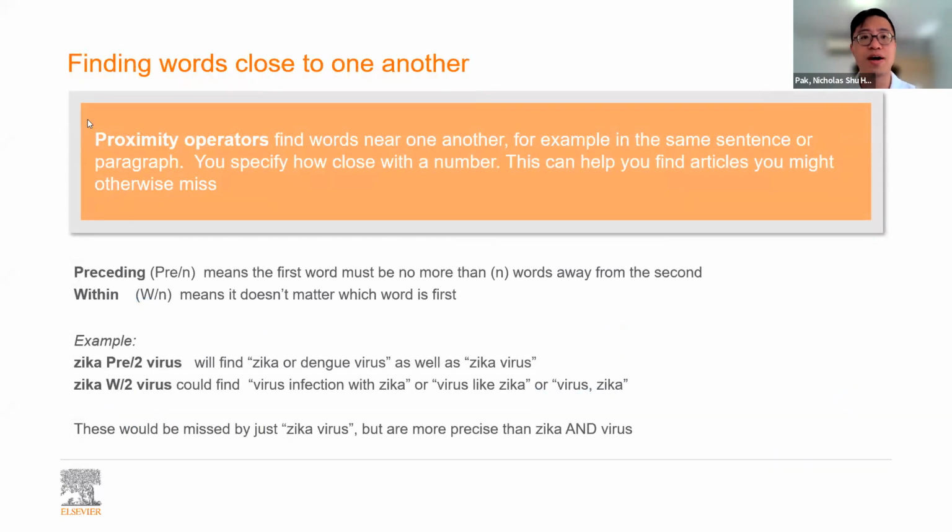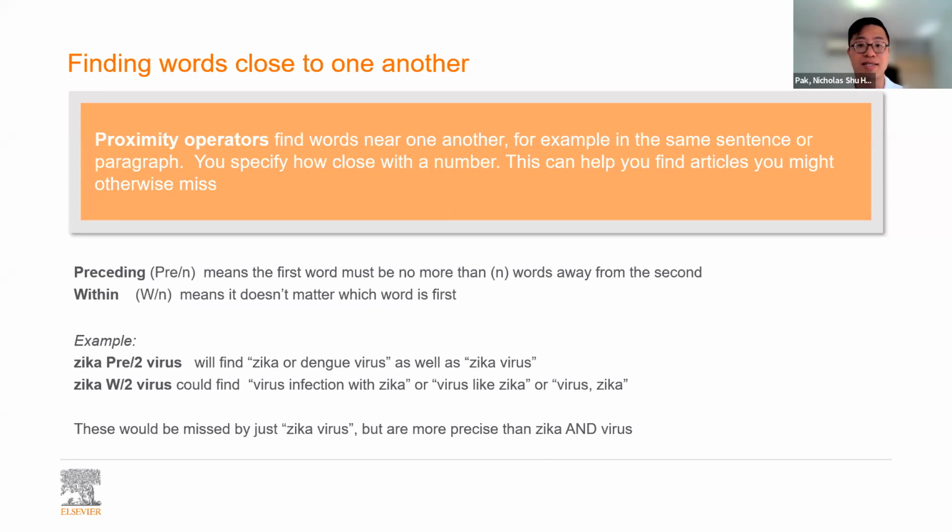The other thing you can also do is to find words that are close to one another. So proximity operators will find words near one another. So for instance, what we're talking about will be PRE/n and W/n. So PRE/n means the first word must not be more than n words away from the second word. W/n doesn't matter which word is first. So for instance, Zika PRE/2 virus, we find Zika or dengue virus, as well as the Zika virus itself. Zika W/2 virus, we'll find Zika virus, infection with Zika, or virus like Zika, or virus and Zika, right? Or just Zika and virus.